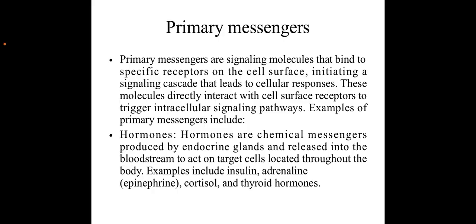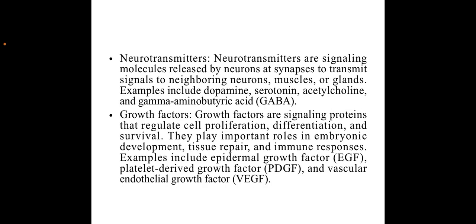And if we talk about the primary messengers, they are signaling molecules that bind to specific receptors on the cell surface, initiating a signaling cascade that leads to cellular responses. These molecules directly interact with cell surface receptors and trigger intracellular signaling pathways. Examples of primary messengers include hormones. Hormones are chemical messengers produced by endocrine glands and released into the bloodstream to act on target cells located throughout the body. Examples include insulin, adrenaline, epinephrine, cortisol, and thyroid hormones.